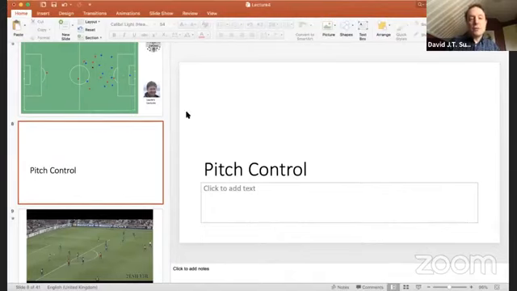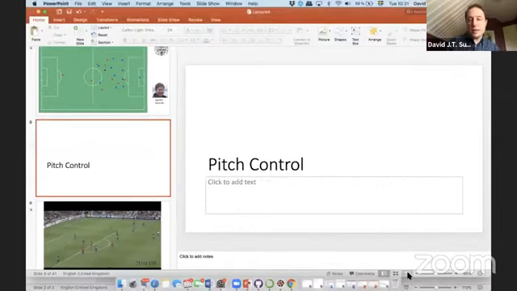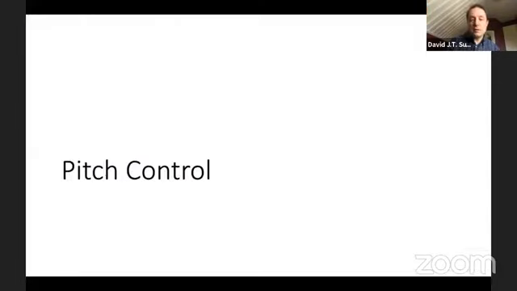So pitch control is one of the main tools that we currently use a lot for tracking data. And you see this more and more in the public domain. I haven't seen it so much on television yet, but certainly clubs are starting to use it. And it's a tool that we use a lot in my work at Hammarby. We use it a lot, and the players love to look at pitch control things.